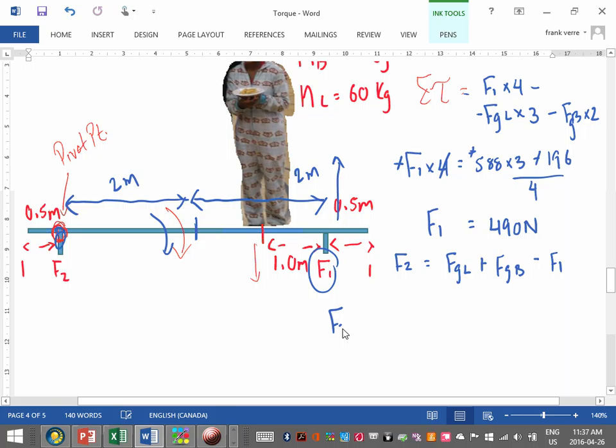Okay, so let's figure out what F2 is. So the weight of the girl was, what was it, 588? The weight of the beam was 98. And F1 was 490. So what do you get? 196 we got?